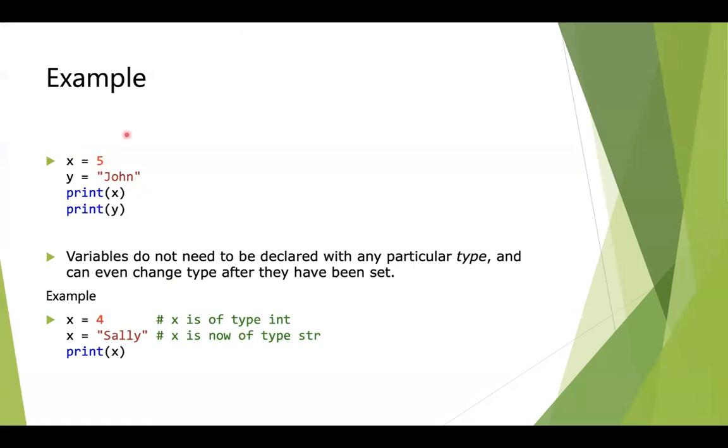Who can tell me what difference you notice there? What difference do you notice between 5 and John? 5 doesn't have a quote, and y has a quotation. Can you tell me the reason why the first one doesn't have and y has quotation? Because 5 is a number and John is not a number.